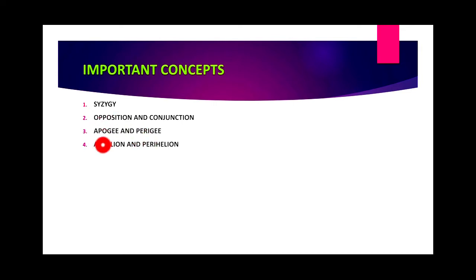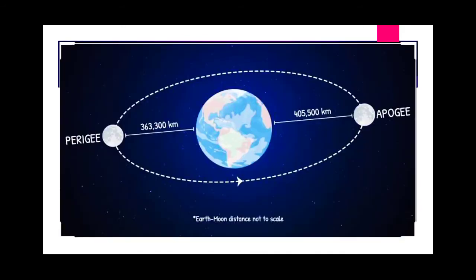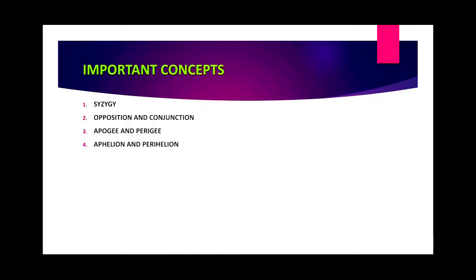The next one is apogee and perigee. So apogee and perigee are two different phenomena. When the moon is nearest to the earth in its orbit, then it is called perigee, and when it is farthest from the earth in its orbit, it is known as apogee.